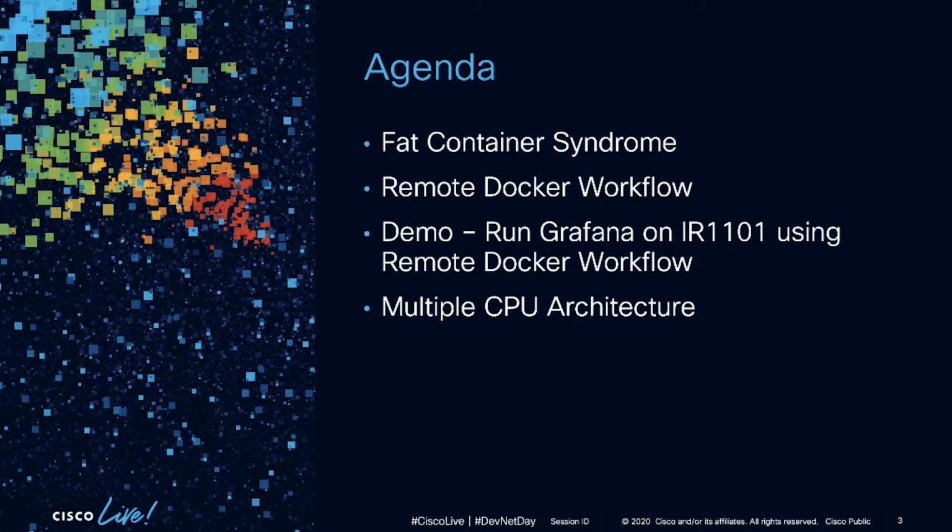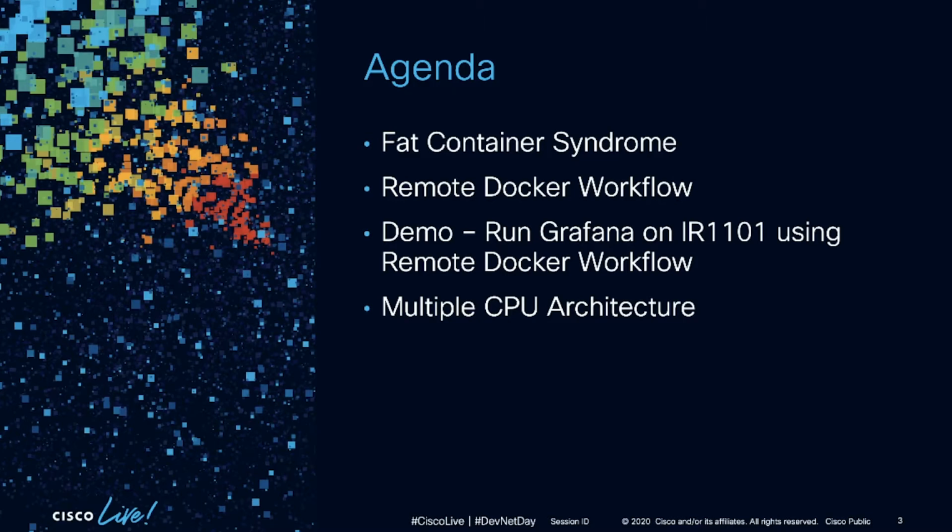We'll then run a demo, which is how to run Grafana, which is a graphical UI, so you can make graphics and pie charts and line charts and everything. It has a web UI and all that. So we'll make Grafana run on a Cisco IR 1101 router using the remote developer workflow. That is without writing a single line of code and by running Grafana directly from Docker Hub.